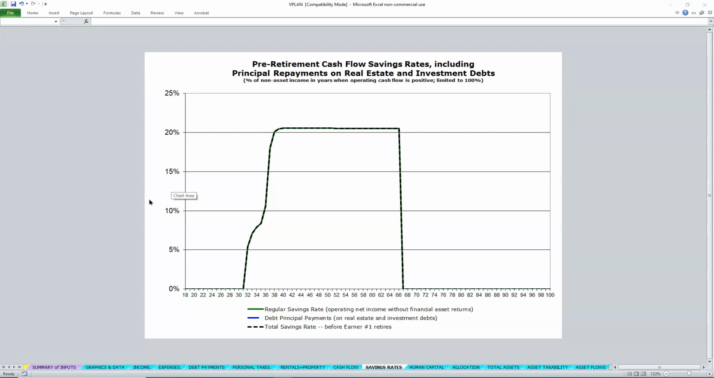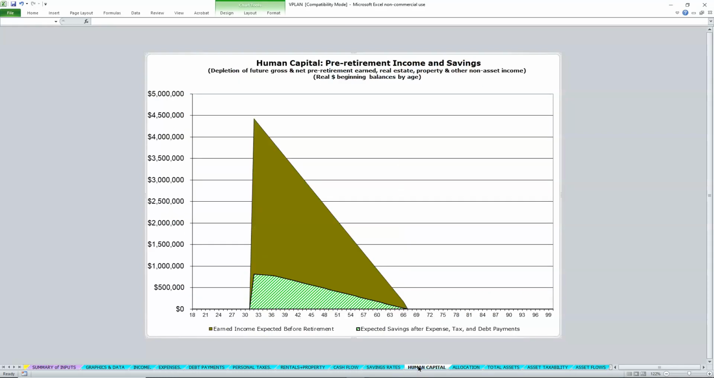Next, we will click and view the blue-tabbed human capital graphic. Without inheritance or long-shot lottery winnings, the only asset anyone has at the outset of adulthood is their human capital or their ability to earn a living and save. To illustrate this reality, VeriPlan projects expected lifetime earnings as human capital. As the years pass, there is less time to earn and thus human capital declines.